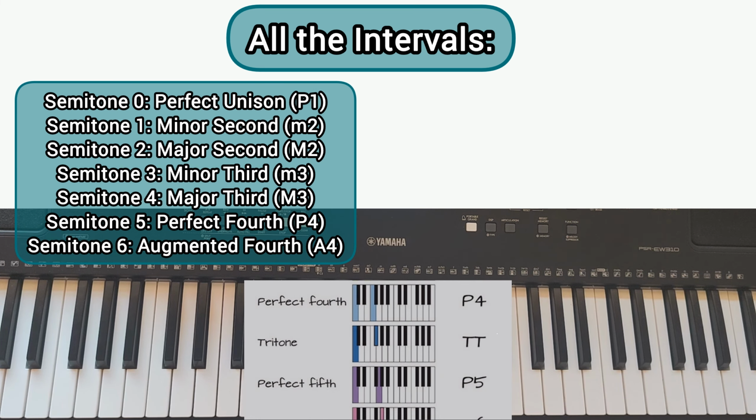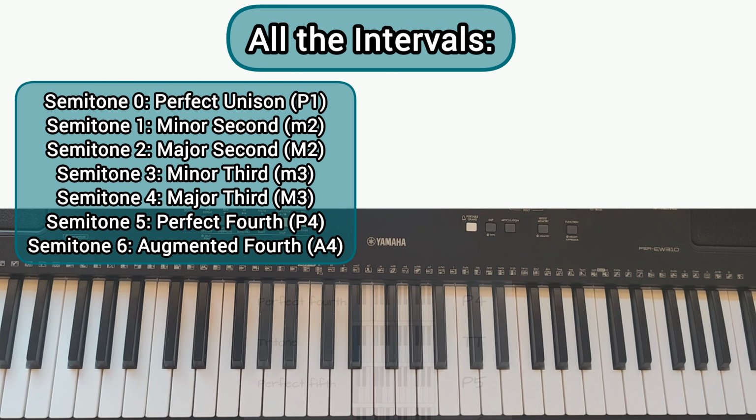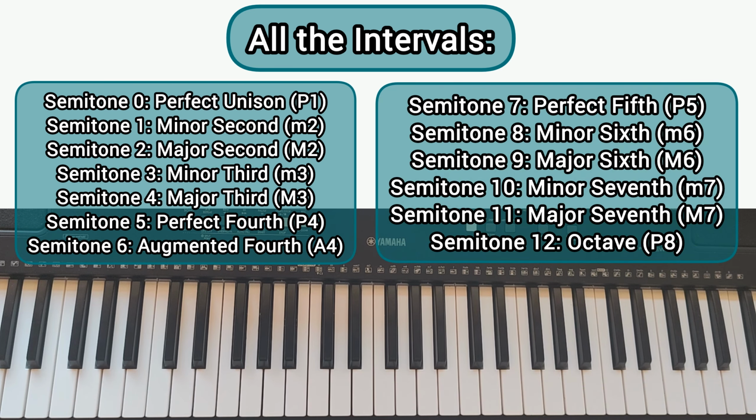Semitone 6 is an augmented fourth. Semitone 7 is a perfect fifth. Semitone 8 is a minor sixth. Semitone 9 is a major sixth. Semitone 10 is a minor seventh. Semitone 11 is a major seventh. And finally, semitone 12 is an octave.